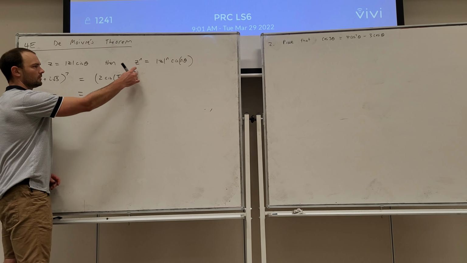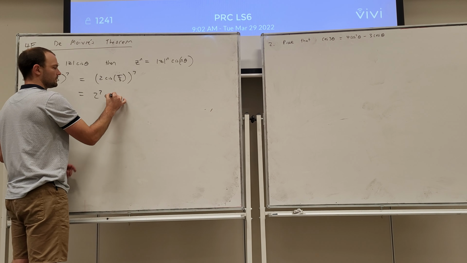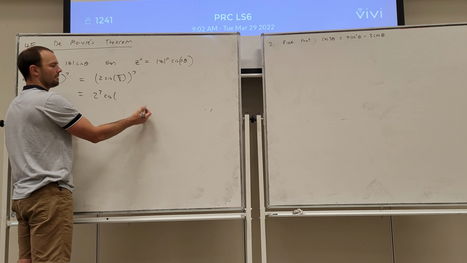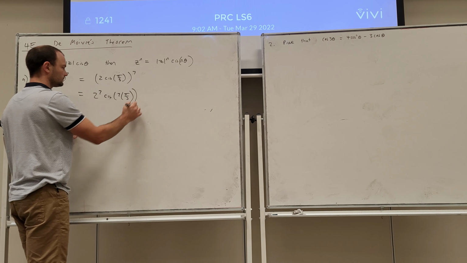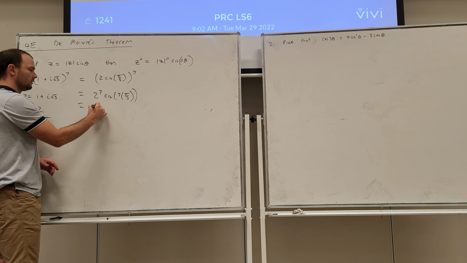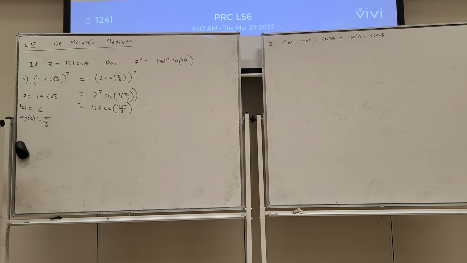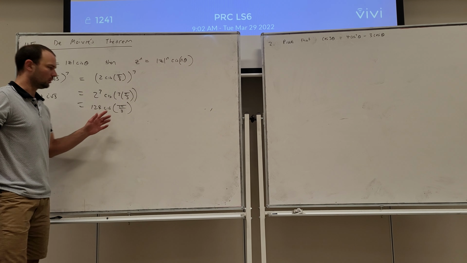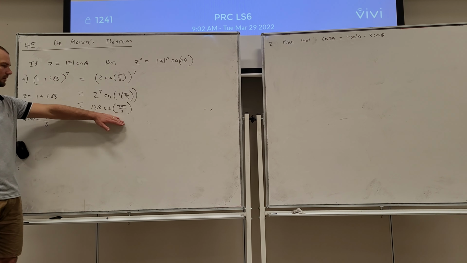So we're going to have 2 to the power of 7, that's this part here, the modulus of z to the power of 7, times cis of n times theta. So that's going to be 7 times pi on 3. We'll simplify: 2 to the 7, cis of 7 pi on 3. And let's just do one more thing as well. Cis of 7 pi on 3. I'm probably going to accept it like that.